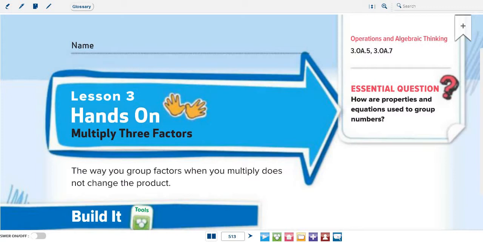Our lesson today is hands-on. Multiply 3 factors. You have learned how to find the product of a multiplication sentence with 2 factors. In this lesson, you are going to learn how to find the product of a multiplication sentence with 3 factors. Let's see how we can do that.